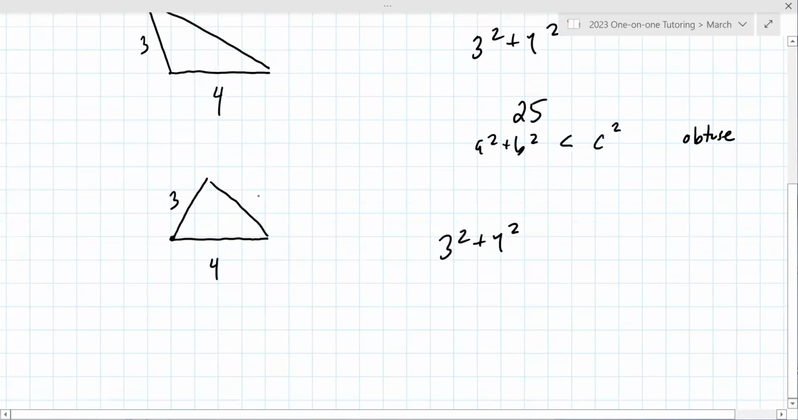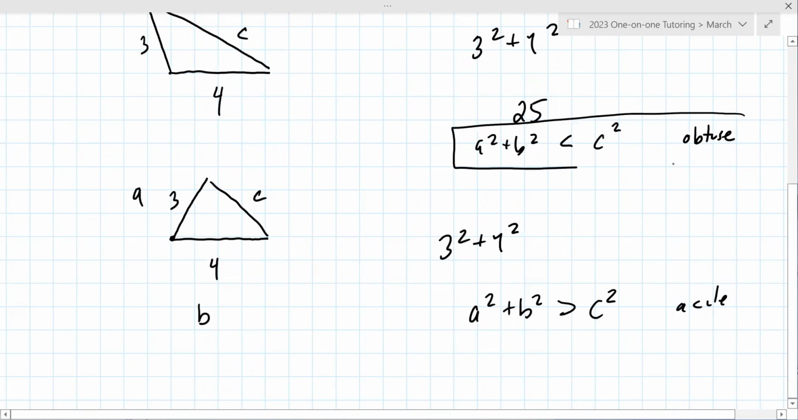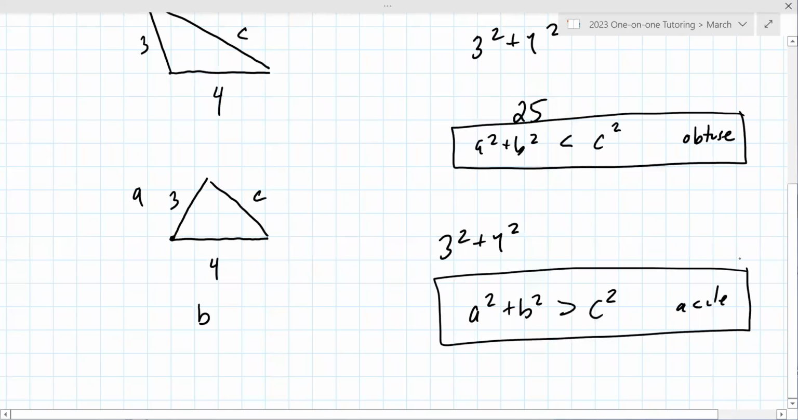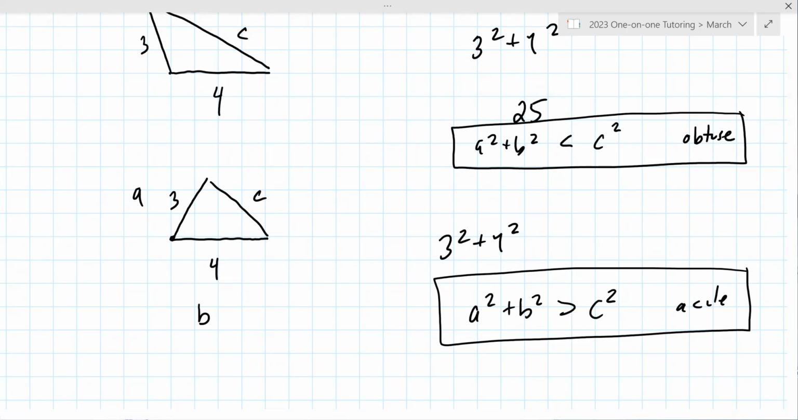But now, whatever this third side is, it will be less than. In this case, a squared plus b squared, we'll call those a and b, is greater than c squared, and that's acute. So you have to know these definitions. How do you want to remember them? It's totally up to you. I would probably just, I actually like defining them on the fly.